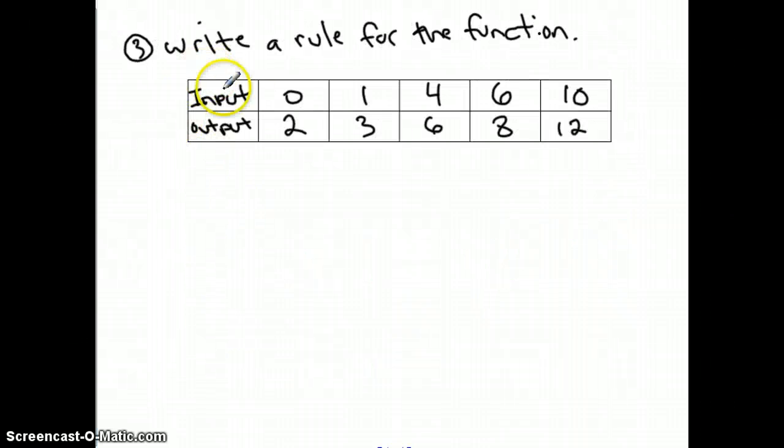All right. Now we're given this table, we have the input and the output. We want to write a rule for the function. Well, or write an equation. We could say that too. So we write a rule. I'm going to let y be the output, and we're going to see what happens here. So look at the input. Here it's 0, and it goes to 2.